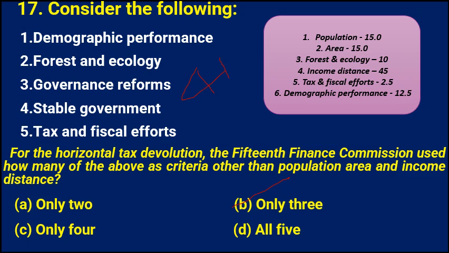41% of the funds to the states and 1% to Jammu and Kashmir. Now the 41% of the divisible pool of the taxes has to be shared among the 28 states by following certain criteria. This is known as the horizontal devolution of the taxes. Here the correct answer is B. Only 3 statements are correct.